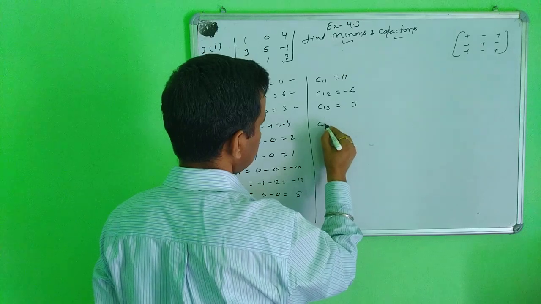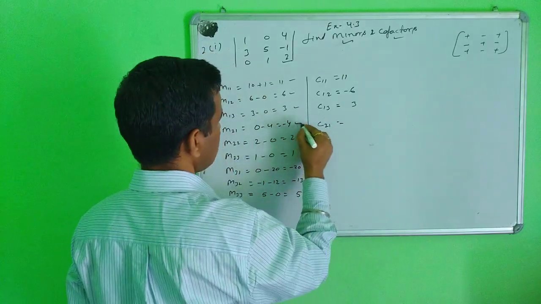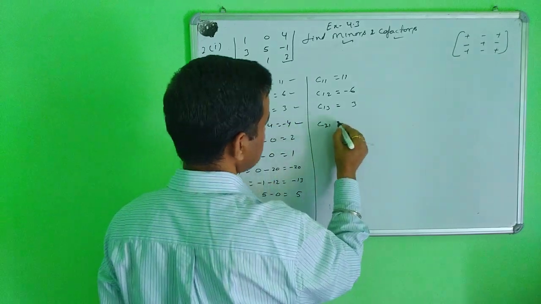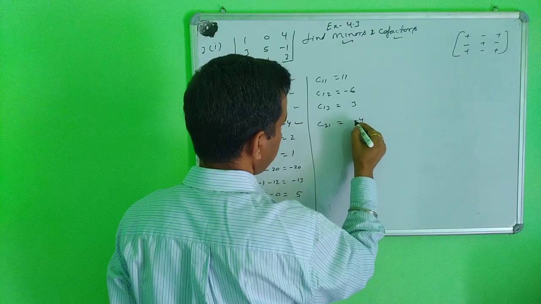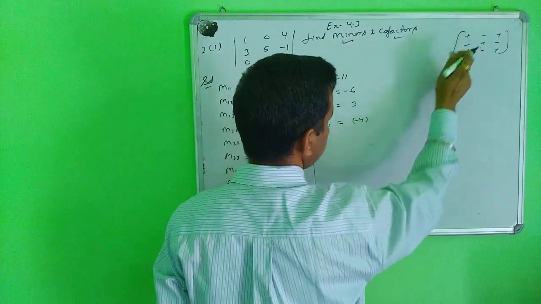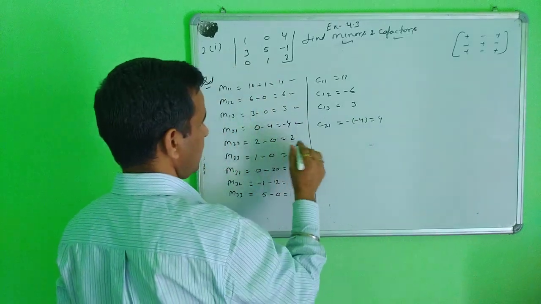Next, C21. This element is C21. What is the value of this C21? Minus 4. I already have one minus sign, and minus times minus gives plus, so this will convert to plus 4.